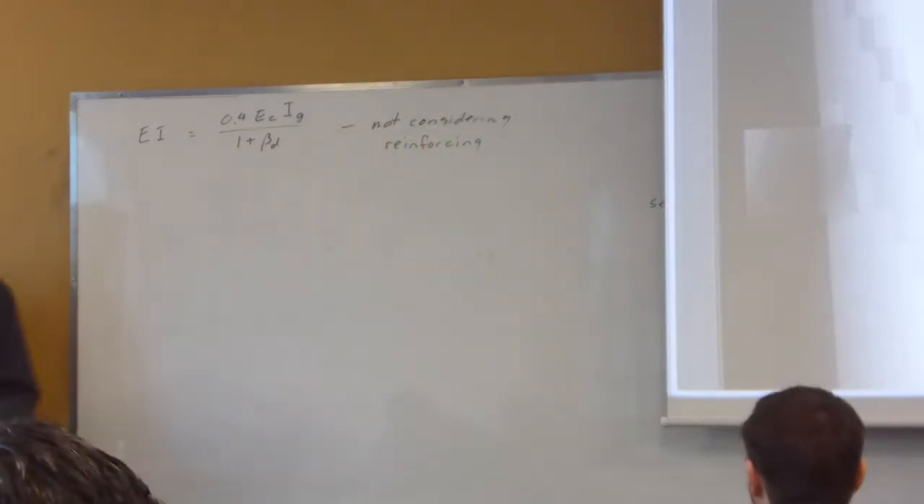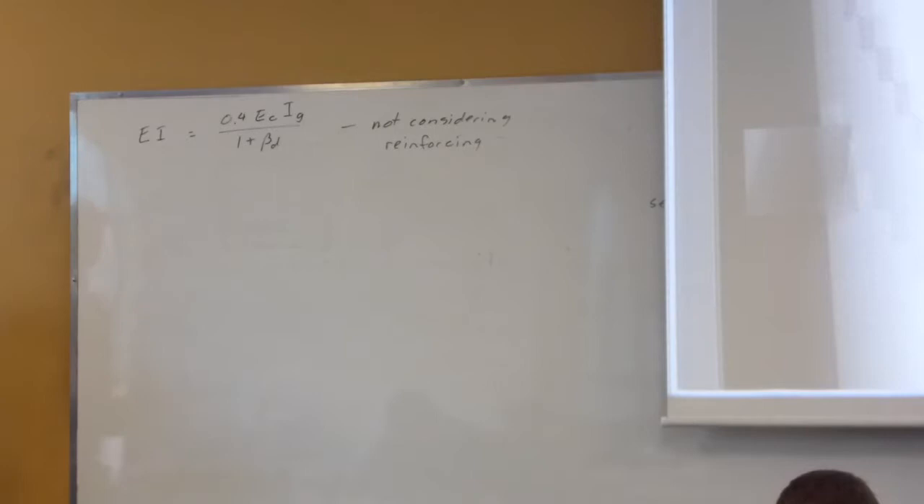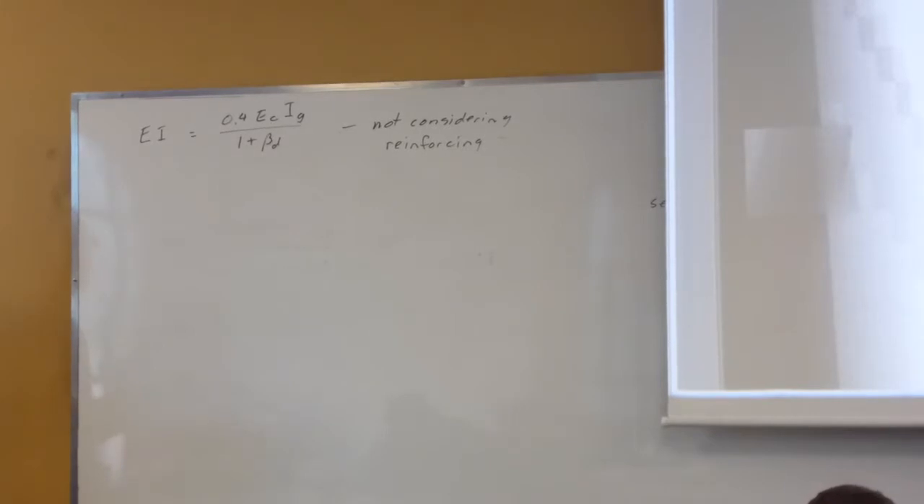So the first formula we're going to look at is the EI term. It is 0.4 times Ec times Ig, so E of concrete times the gross moment of inertia, and then divided by 1 plus beta d. And I'll talk about that in just a second. This is not considering any reinforcing, so this is just the stiffness due to the concrete by itself.